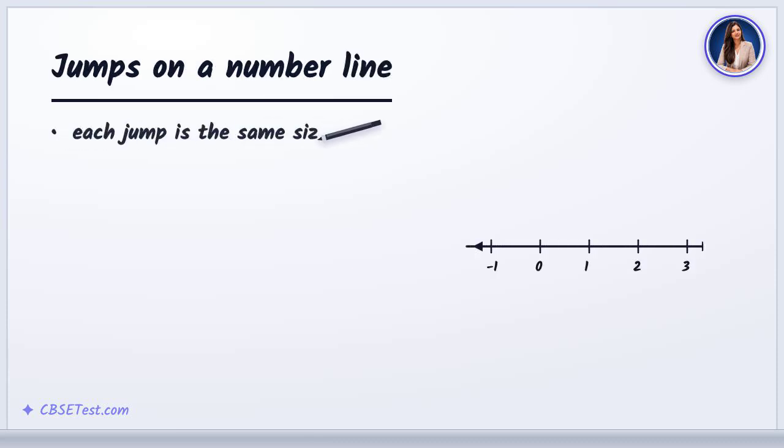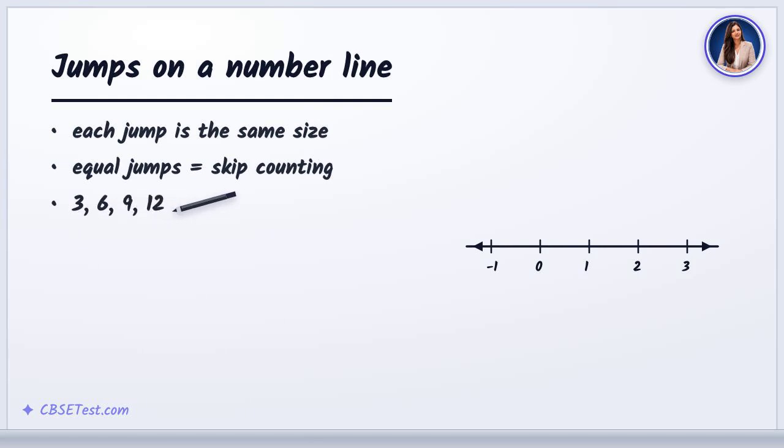On a number line, equal jumps are skip counting. Jumping by 3 lands you on 3, 6, 9, 12, the multiples of 3.